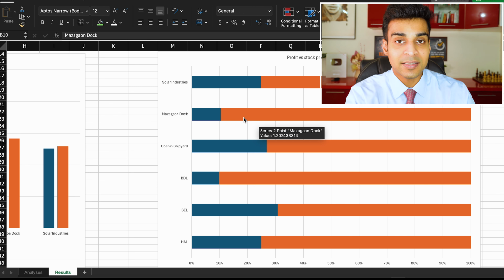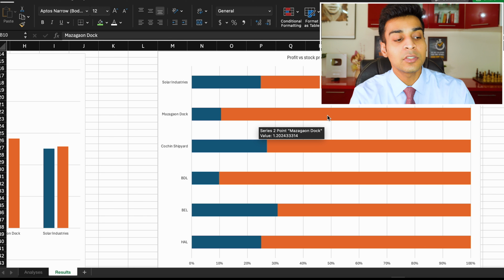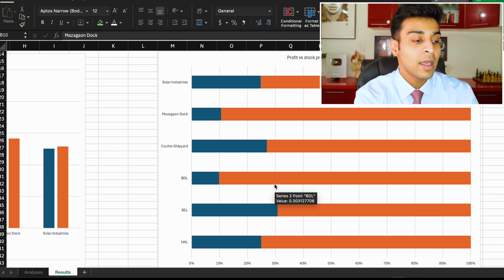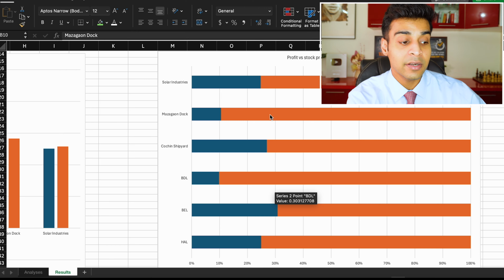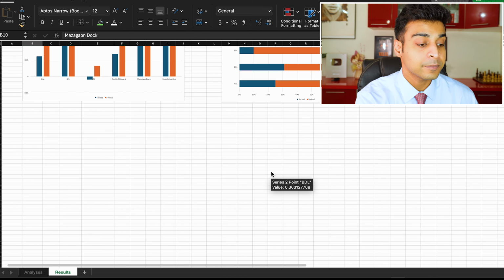The market is just a discounting mechanism, right? It's looking at the future and thinking how much profit will this company make, and based on that it gives it a price. Here the price is too far ahead of the competition, and obviously BDL is the worst performing here as well. We'd already eliminated it. Here we also eliminate Mazagon Dock as a potential investment avenue.